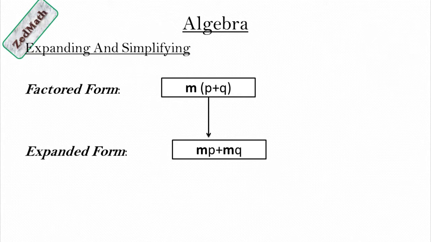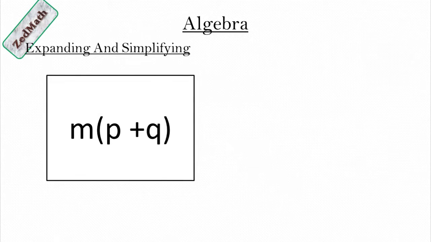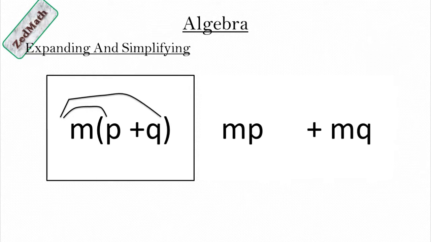In expansion, what we're going to be doing is converting the factored form to the expanded form, and the process is called expansion. So let's say I've been given this expression m open bracket p plus q close bracket. How do we convert this from factored form to the expanded form? We multiply the term outside the bracket with each of the terms inside the brackets, like so. m by p we get mp, m by positive q we get positive mq. So this is the expanded form.